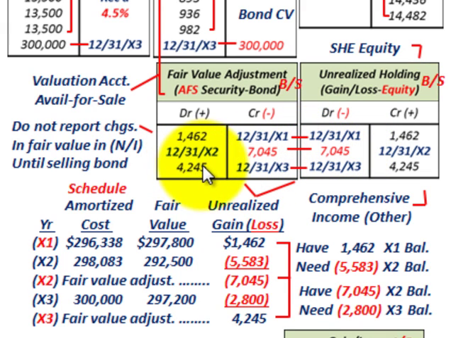And then the final year, same thing. We take our fair value adjustment, that $4,245. So that would be a debit amount, since the adjustment we have to make here is an unrealized gain. So debit your fair value adjustment account for that amount, and then the credit would go to unrealized holding gain, equity account, $4,245.